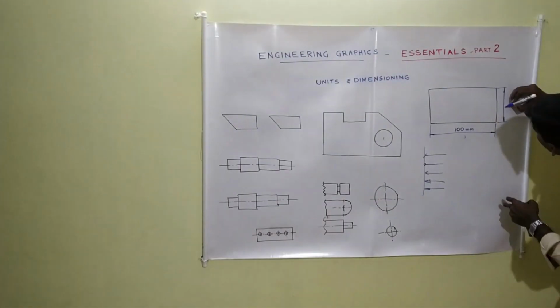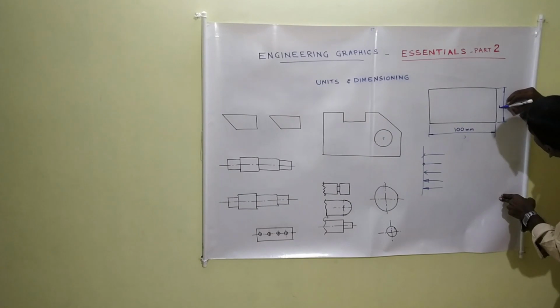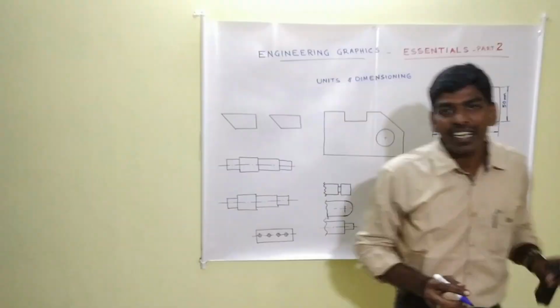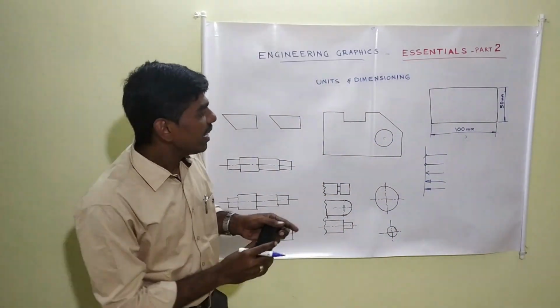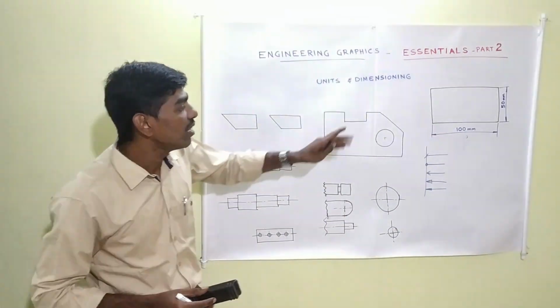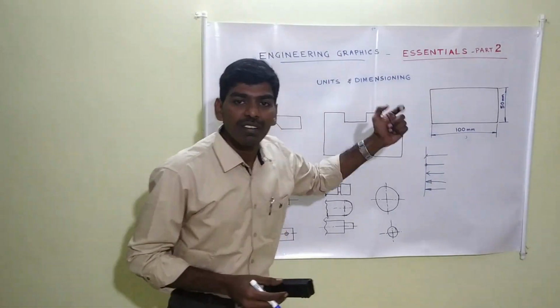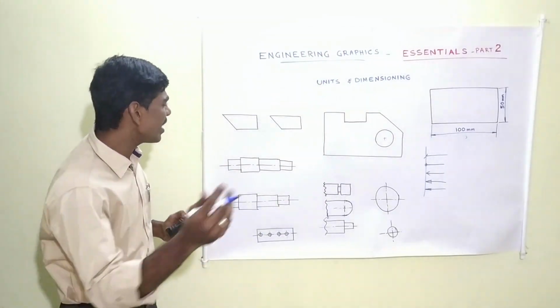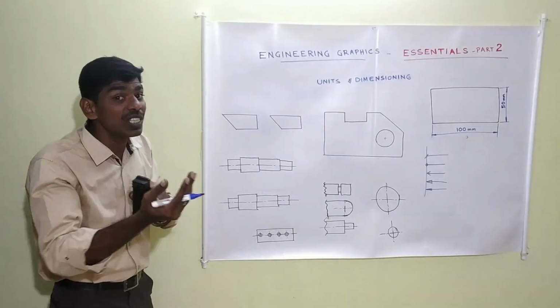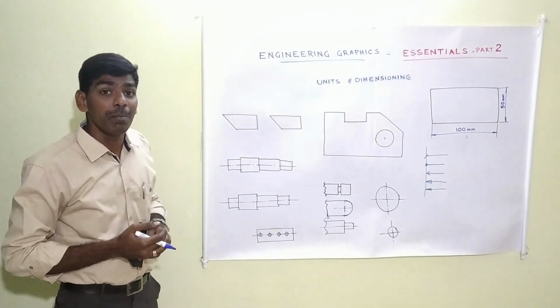So if I give a value here, how should I write? I have to write it this way, 50 mm. Here, this is one method of doing dimensioning. I have given a length and breadth for the rectangle. Let us consider these two are the same. There are different methods for giving dimensioning. Let us go by method 1.